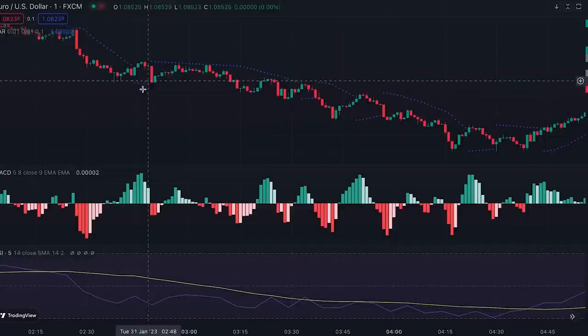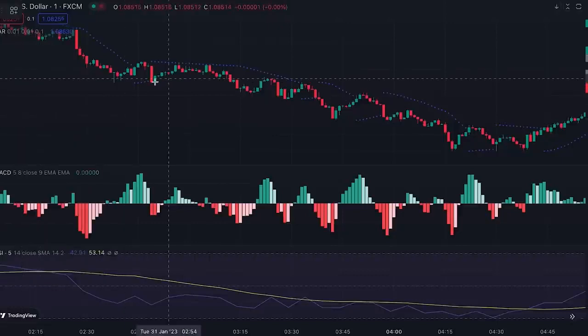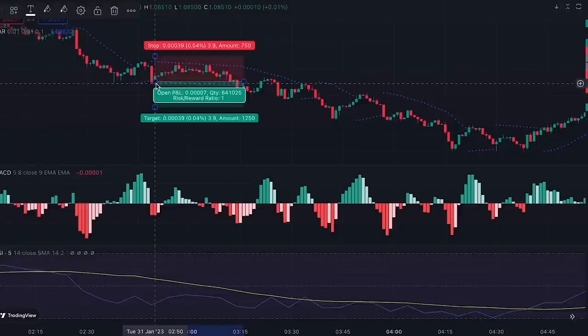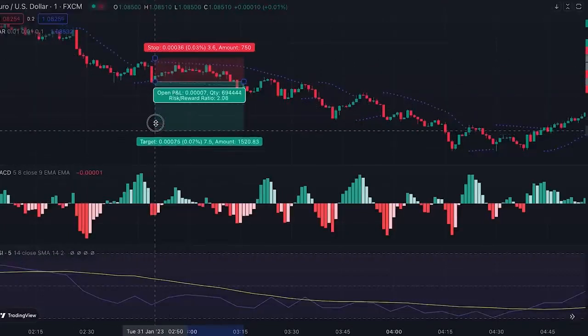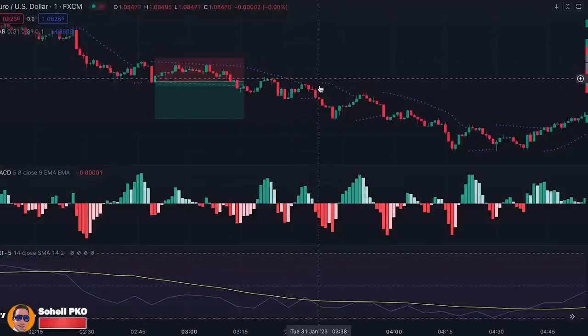Then after having parabolic dots below the price, when we get the first dot above the price, it's a selling signal. The candle must be closed in red color and not showing buying pressure, and the MACD histogram must also be red. So we can enter a short position here at this point when the new candle is opened. The stop loss for this trade is placed above the previous swing high and the profit at 1.5 risk to reward ratio.